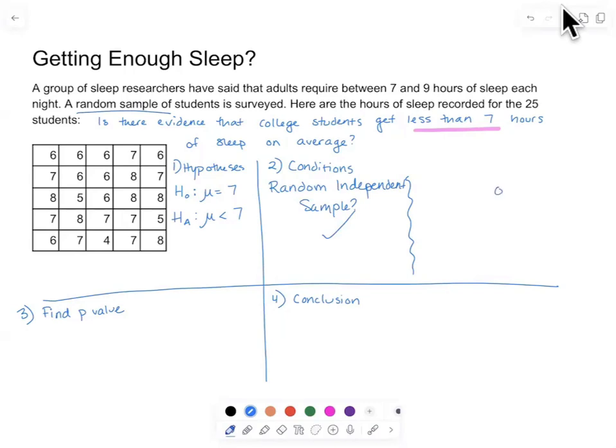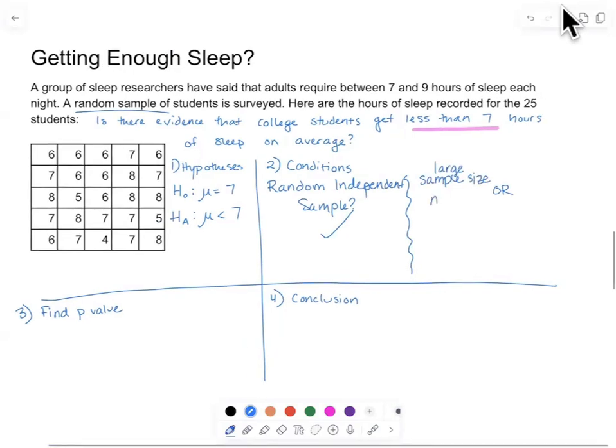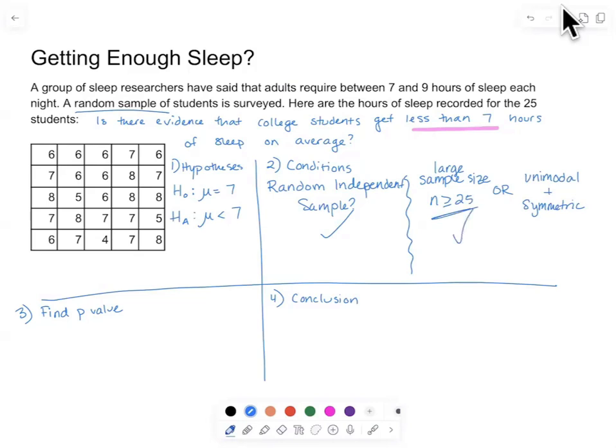The other condition is similar to what we saw for confidence intervals. We need one of the following to be true. We either need a large sample size, meaning that n is greater than or equal to 25, or we need our data to be unimodal and symmetric. Now, in this case, our sample size is 25, so we meet this condition. I don't have to check if it's unimodal or symmetric because I've already met the large sample size condition. Now we're going to find our p-value for this problem.